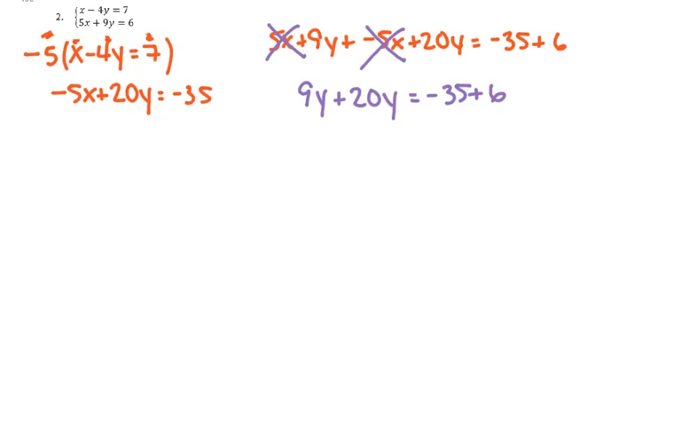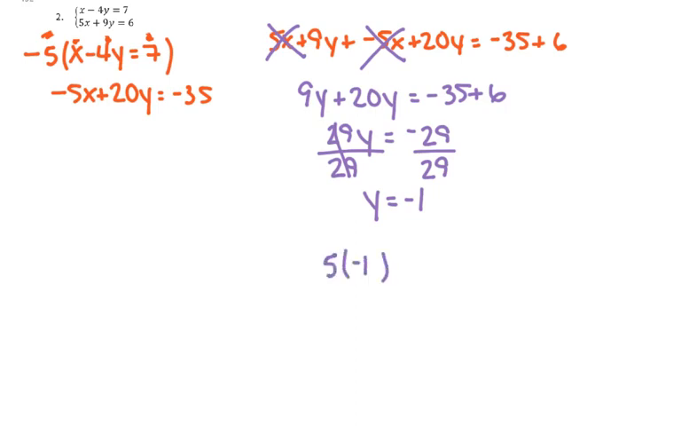So I'm going to combine like terms. So I've got 29y equals negative 35 plus 6, which is negative 29. So I'm going to divide both sides of my equation by 29 to get rid of the 29 in front of the y. And so my y value is negative 1. Now I just need to plug into one of my two equations a y value of negative 1. So I'm going to choose the second equation. I'm solving for x. So I've got 5x plus 9 times negative 1 equals 6.